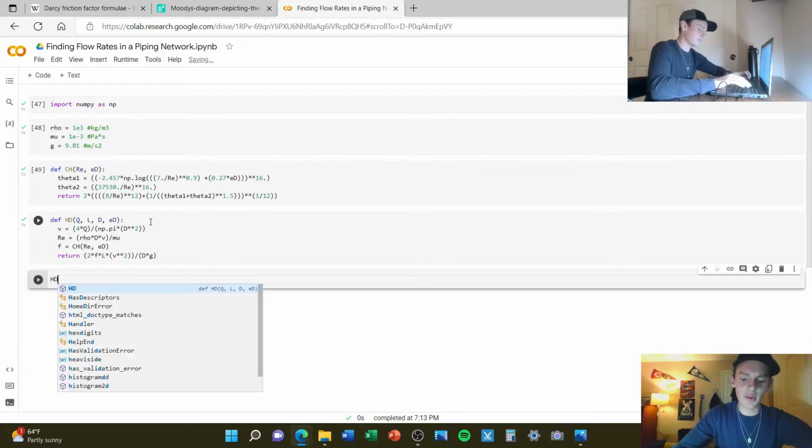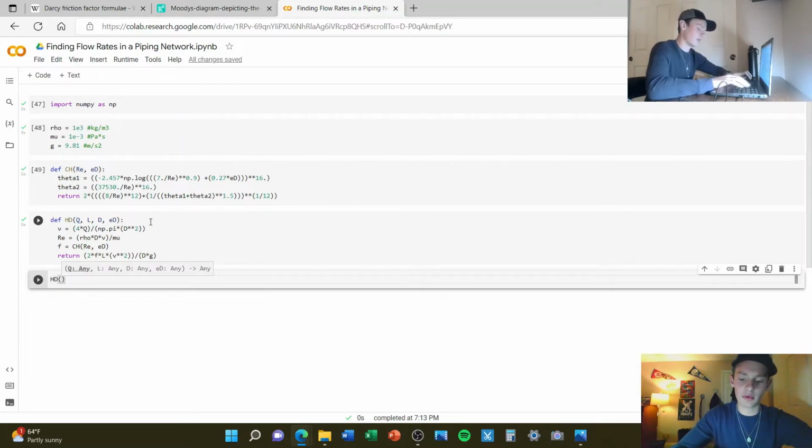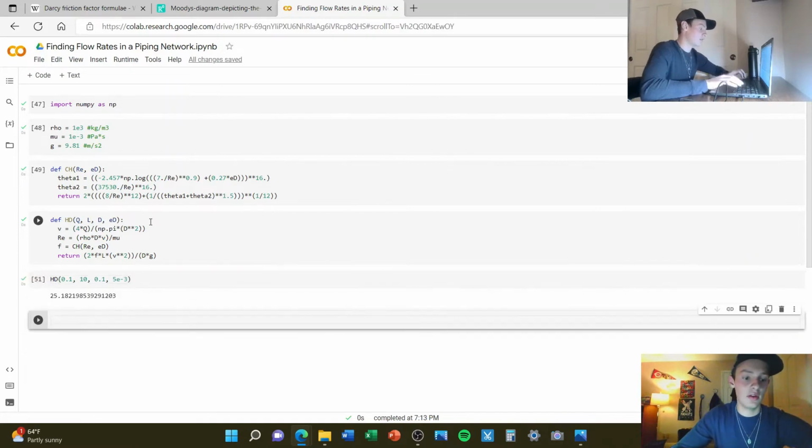Okay, and we know some of these other parameters. So we know that the length of our pipe is 10 meters. We know that it's 0.1 meters in diameter. And then we know our surface roughness to be 5 times 10 to the negative third. We get 25.18 meters.